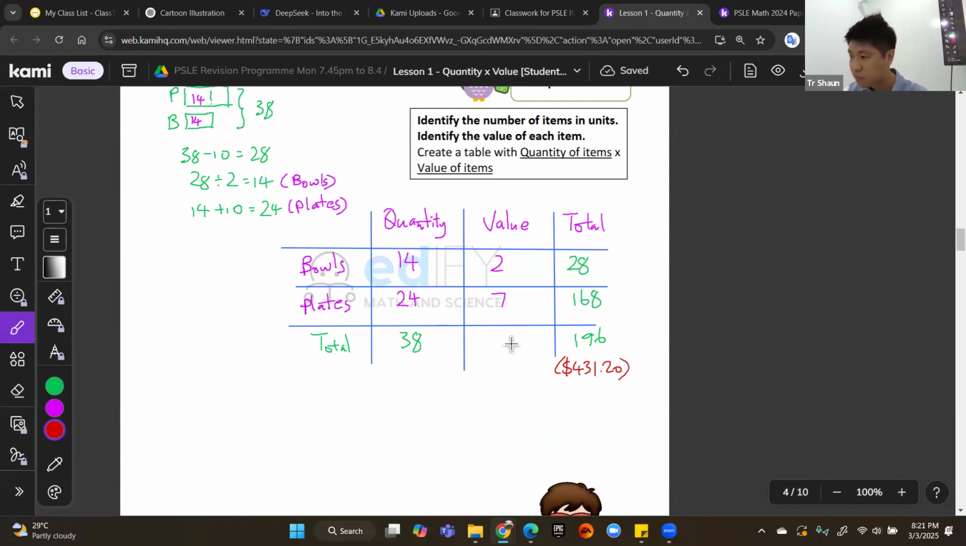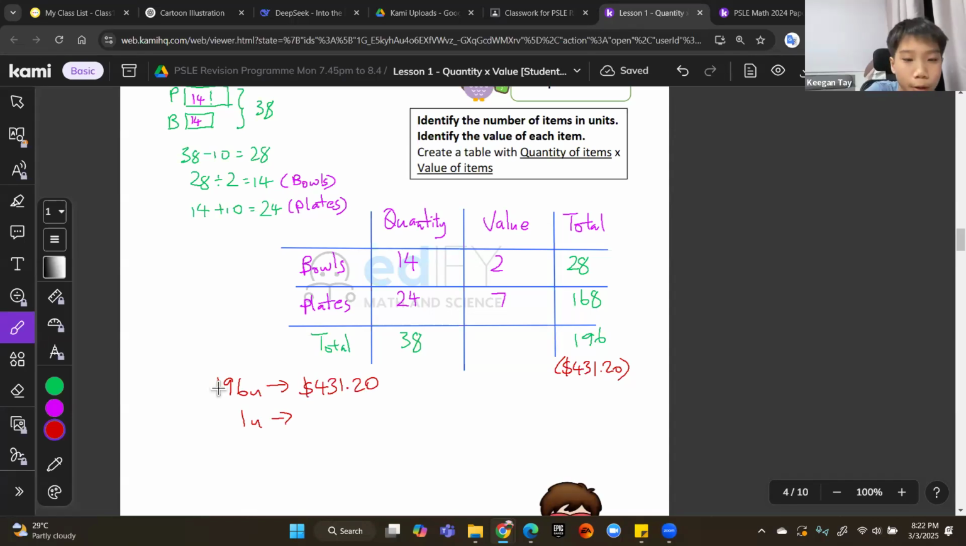43120 is here. Okay, so we are going to divide and see whether we can get one unit or not. Because if 43120 is 196 units, what is one unit? Can anyone press the trusted calculator for me and tell me what is one unit? What's the value? Point one unit is 2.2. So it's $2.20. Thank you, Keegan.